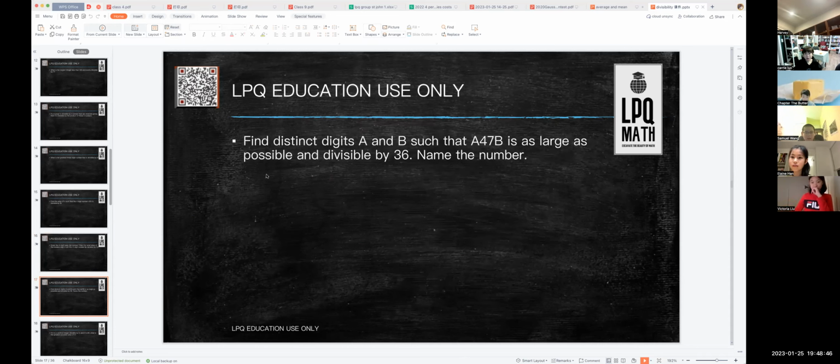Okay, so let's take a look at this one. Find a distinct digit. What does distinct mean? Different. Very good. Okay, that means A and B cannot be the same. Okay, so find the distinct digits A and B such that A47B is as large as possible, could be divisible by 36. Okay, 36, we use what one? Which one I have four already? 9. 4 and 9. Very good. Oh, wait, do A and B have to be different, but not different for like the whole number? Yeah, okay. A 不能和B一样. Okay, so A can still be 4. Yeah. Okay.